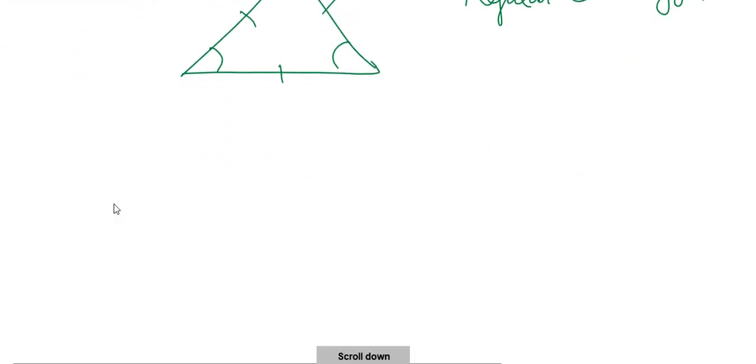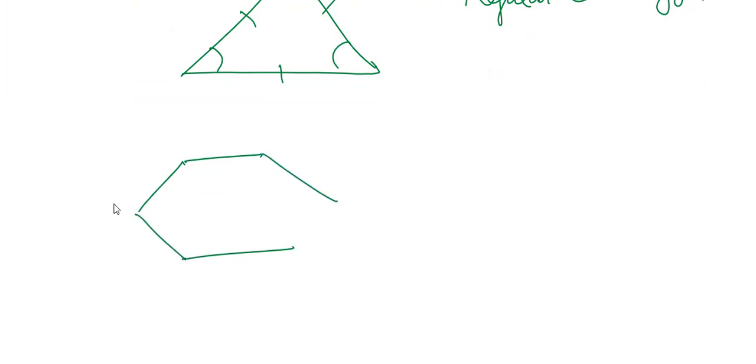Similarly, if I give you a hexagon, all of the angles must be equal for naming it a regular hexagon. All angles must be equal with all sides of equal measure. So it is my regular hexagon.